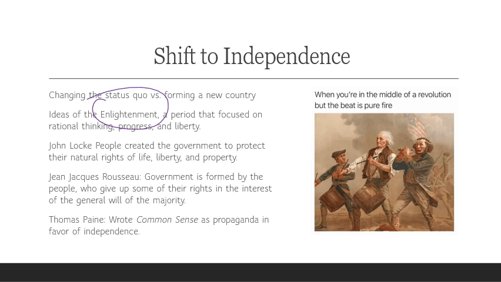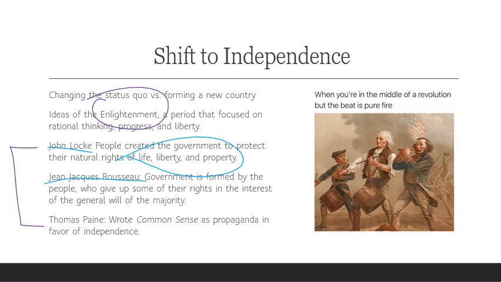Now, there are three major Enlightenment thinkers that are going to have a profound impact on this time period, and on this shift to independence. One of those is a guy named John Locke. Now, John Locke is going to say that people created the government to protect their natural rights. Those natural rights are life, liberty, and property. You might have heard in the Declaration of Independence the phrase life, liberty, and the pursuit of happiness. Thomas Jefferson is basically one of the first American plagiarists. He took that and changed it a little bit from John Locke. There's another guy named Jean-Jacques Rousseau.